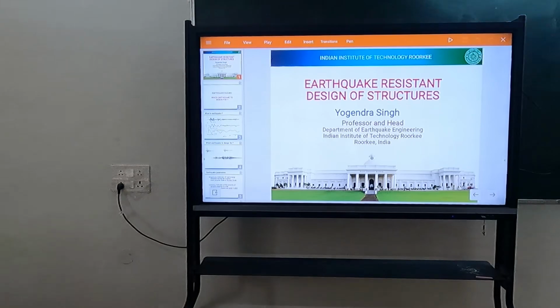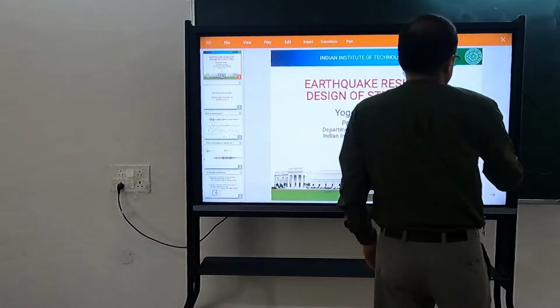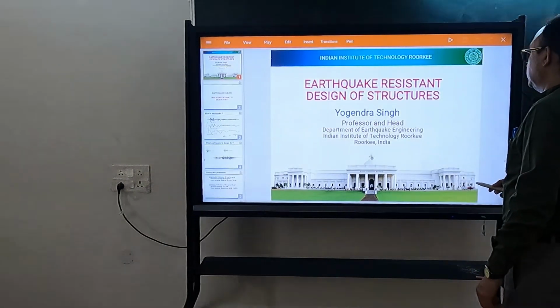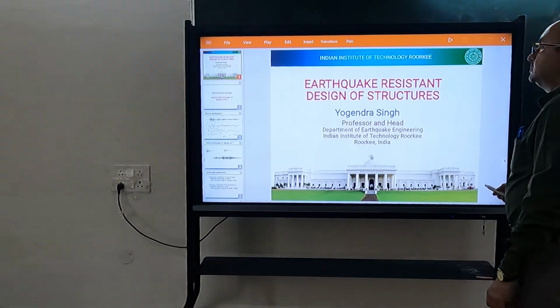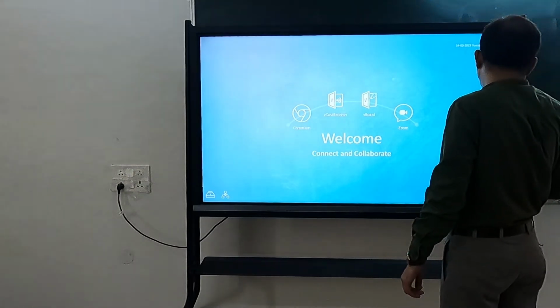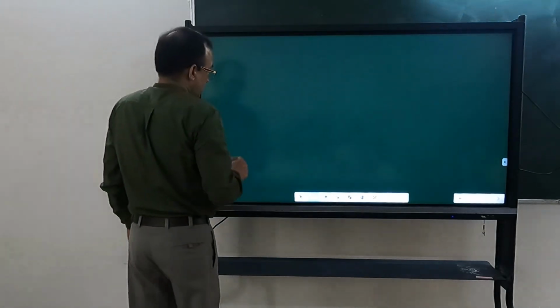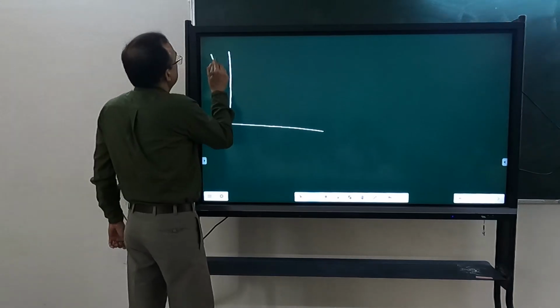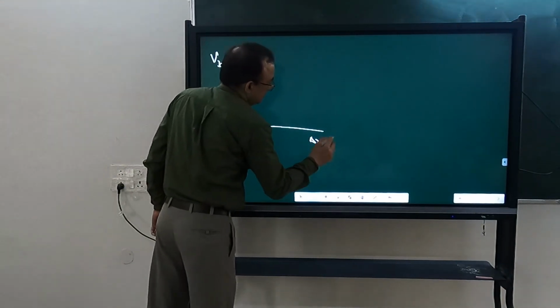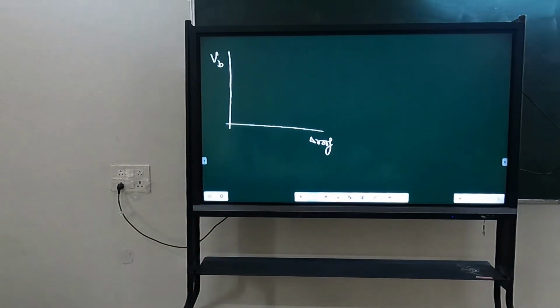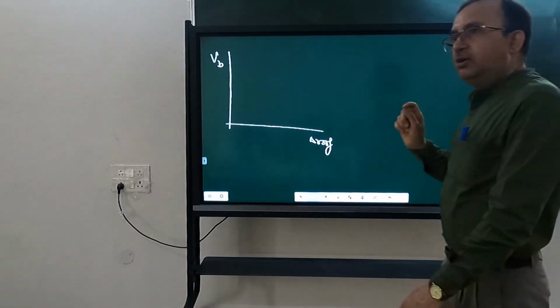Where you do a step-by-step solution, and ultimately you get a curve between base shear and delta roof. In case of a building, it will be in terms of base shear and roof displacement. In case of a bridge, a similar curve can be obtained, but you have to identify a representative point where you can monitor the displacement. In case of a building, the roof displacement is fine, but in case of a bridge, there is no roof. So you have to identify some point which is representative of the displacement.